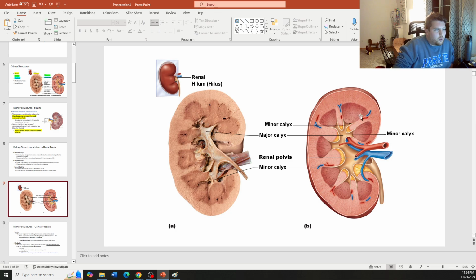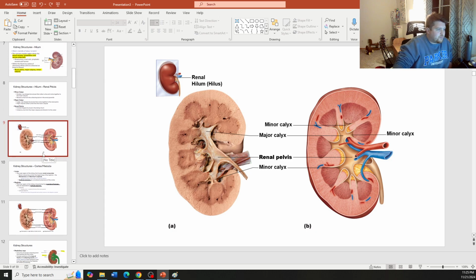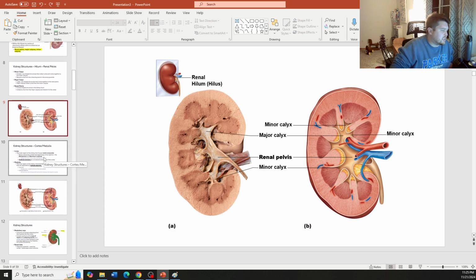What I just want to point out is that within the cortex and medulla, we're going to be doing all of our filtering. Then that filtrate comes all the way down and into the minor calyces, which all converge into a major calyx, and then all of the major calyxes merge together and become the renal pelvis. We're going to circle back to this later, so I just want to introduce it there because it's one of the big structures.